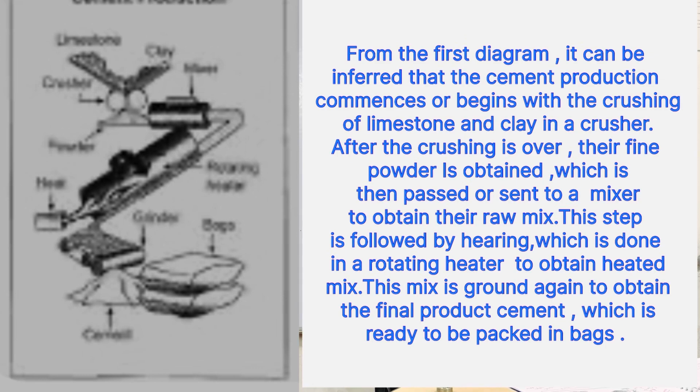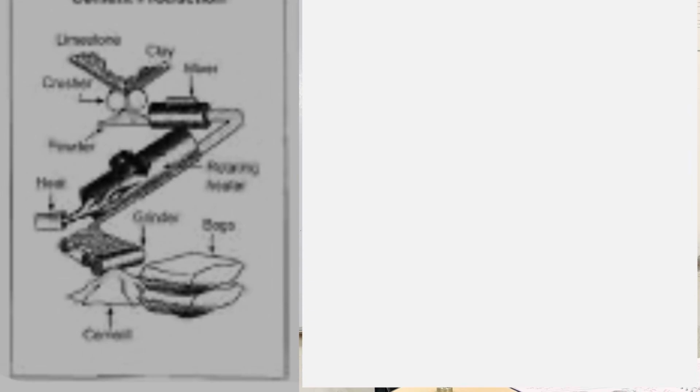This raw mix is subjected to heating in a rotating heater, or we can say this step is followed by heating, which is done in a rotating heater to obtain the heated mix. And this heated mix is ground again in a grinding machine to obtain the final product, cement, which is ready to be packed in bags. This is the explanation of the first diagram.